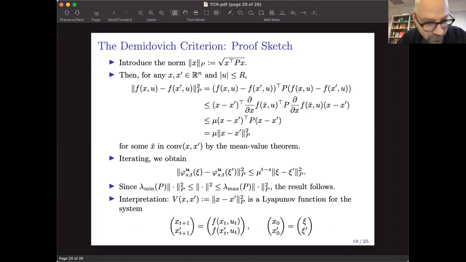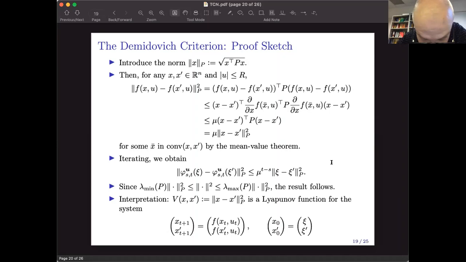I don't think I even want to go through a proof sketch because it's very simple. The idea here is you introduce the norm that is given by the weight matrix that comes from your Lyapunov function, and then you change coordinates to that other description, right? So then you show contractivity, and then you just iterate the state space description, et cetera, right?